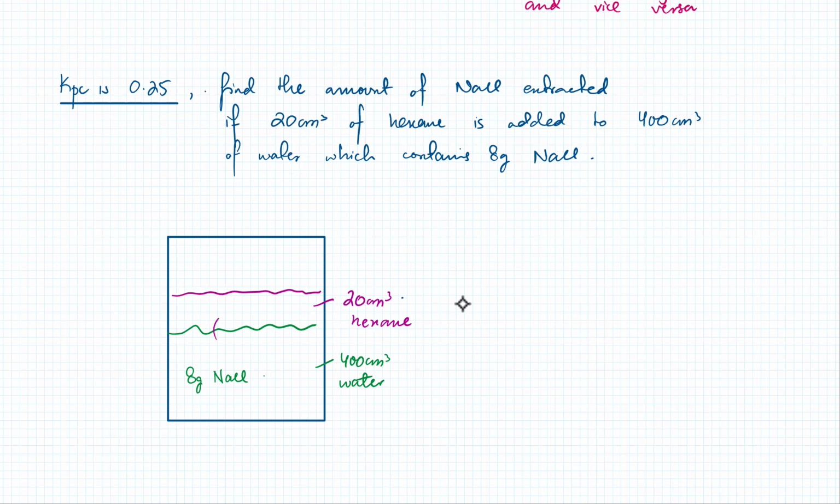I don't know what the quantity is, so I'm going to take it as X grams. Right now I have no idea what the amount is that's going to go into the hexane layer. So what is the amount that's left behind in the water layer? If X grams goes into the hexane layer, what is the amount that's going to be left behind?